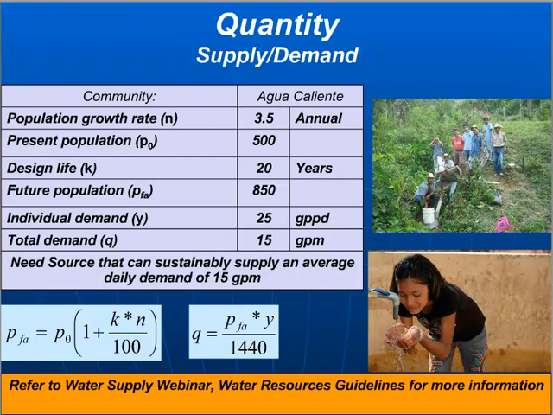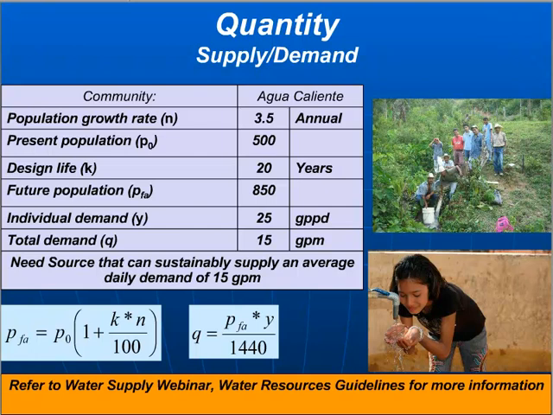So here's just an example. I don't want to spend too much time on it, but this is an example of a calculation that you might do for your supply-demand analysis. And this is not intended to be the one and only way to do this analysis, but just to give you an idea. This is for a gravity-fed system. I think this might have been an example from a project that I worked on previously. But in that community, the population growth rate was 3.5, and that was based on some local information on census data about what to expect.